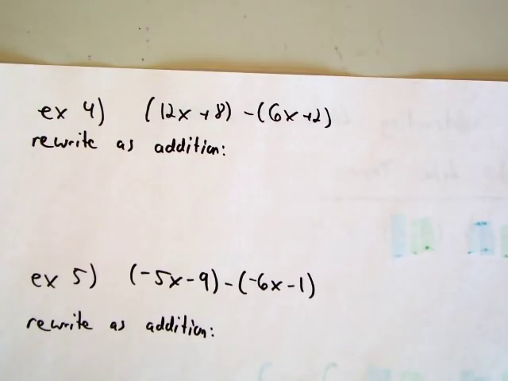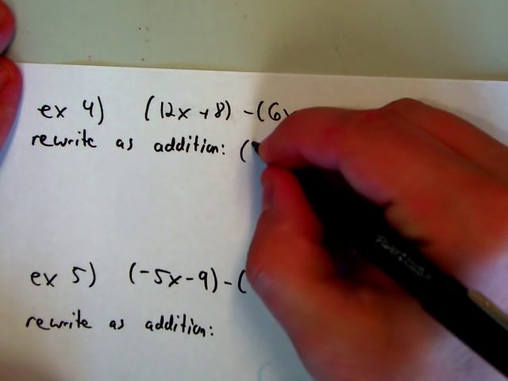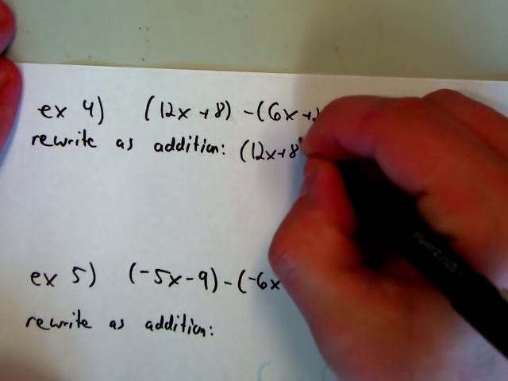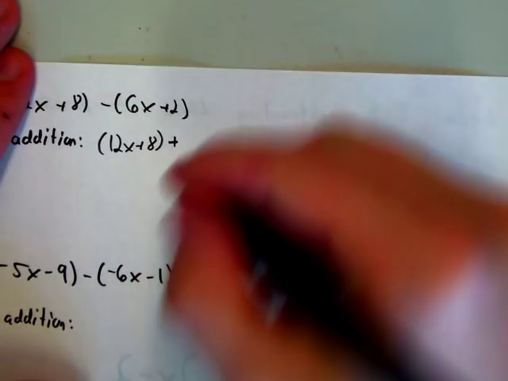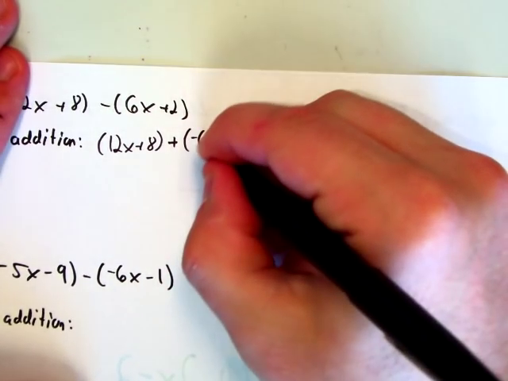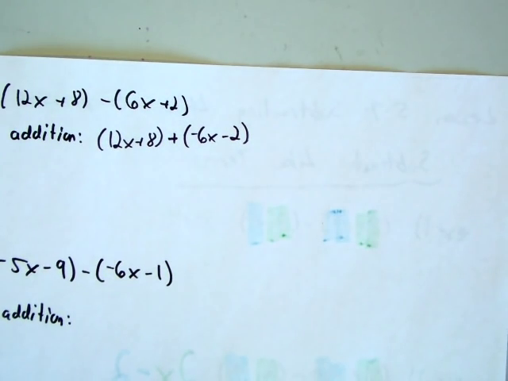Now, if we look at those two expressions, 12x plus 8 minus a 6x plus 2, we can rewrite that as an addition problem where it's 12x plus 8, remember, keep, change, and then everything on the inside of the parentheses happens to turn into its opposite. So 6x turns into a negative 6x, a plus 2 turns into a minus 2.